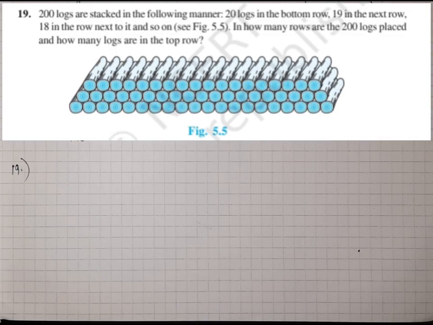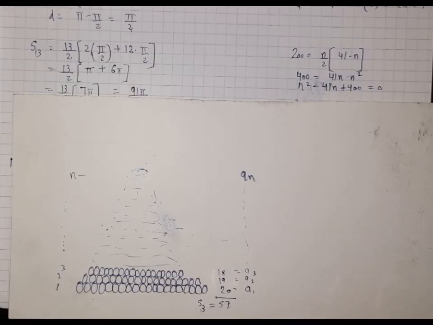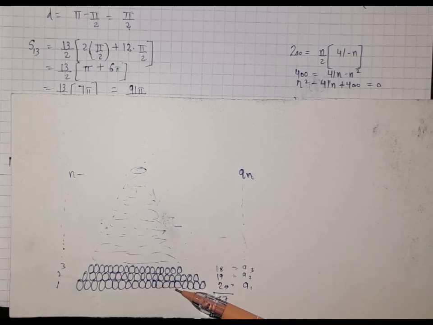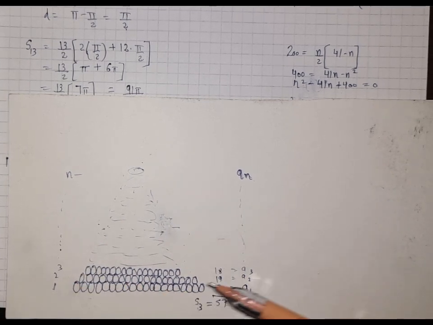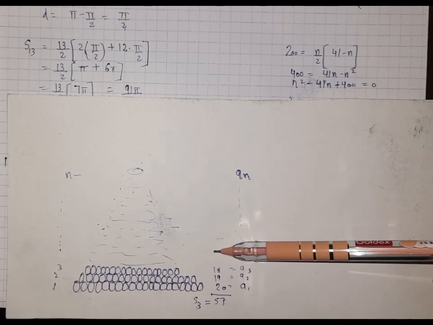Question number 19. 200 logs are stacked in the following manner: 20 logs in the bottom row, 19 in the next row, 18 in the row next to it, and so on. In how many rows are the 200 logs placed and how many logs are in the top row? Now in this question, logs are stacked in such a way that in the first row we have 20 logs, in the second 19 logs are placed, in the third row we have 18 logs, and so on.